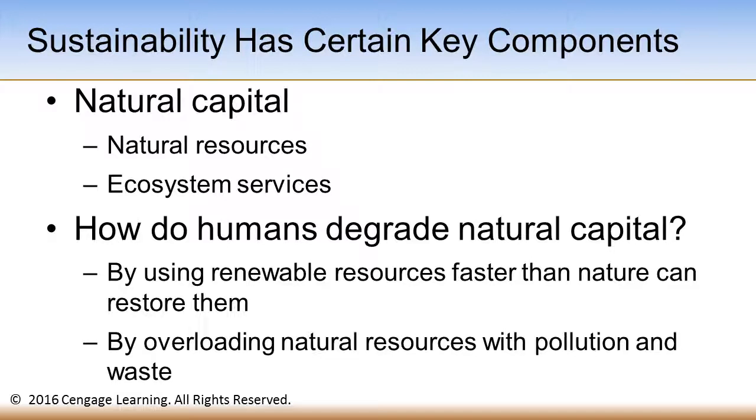Sustainability has some key components. The first one is having an understanding of natural capital. Natural capital is typically broken into two subcategories: natural resources and ecosystem services, and I'll discuss those further in some follow-up slides. How do we as humans degrade natural capital? By using renewable resources faster than nature can restore them, and by overloading natural resources with pollution and waste. And we'll go into more examples of those as well.